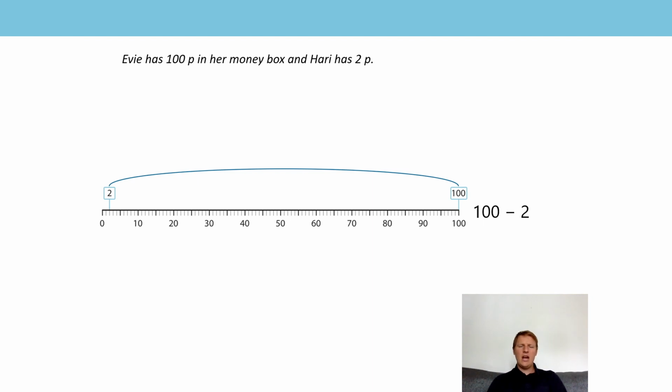If I want to know how much more Evie has than Harry, I'm going to do 100 subtract 2. What is 100 subtract 2? It's 98. So the size of the difference is 98. So I can complete my calculation with is equal to 98. What do you think I can say if I'm comparing Evie and Harry's money? Evie has 98 pence more than Harry. Now I'm going to change something.